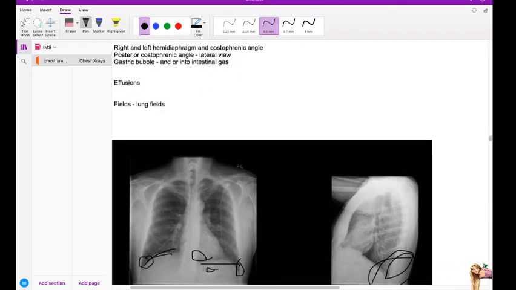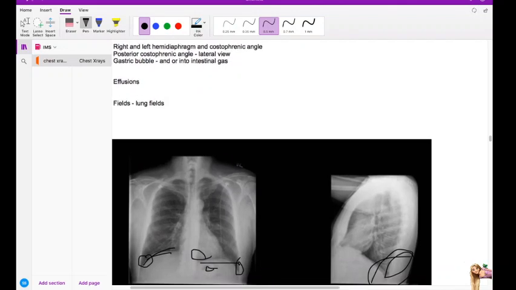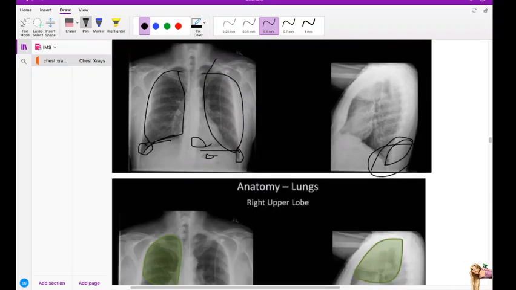Then you look for effusions, any pleural effusion or pericardial effusion. We'll talk about that in a few minutes. And then we look for lung fields. Basically, lung fields means over here. We'll come to that.